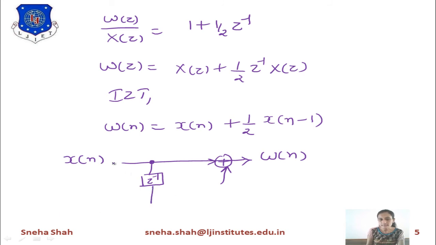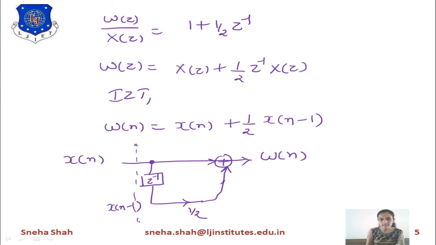If we apply x of n to this z raised to minus 1, it gives the answer x of n minus 1, meaning a delay by 1 unit. Now this term is multiplied by the constant 1 by 2, so it gives 1 by 2 into x of n minus 1. This gets added to the term x of n, and because of the addition of these two terms, it gives the output w of n. So this is the first part, which is represented as h1 of z.